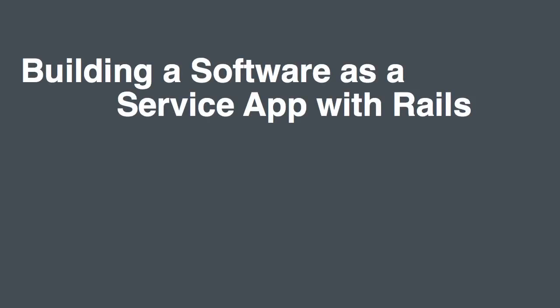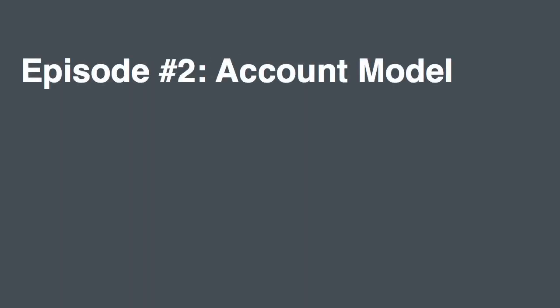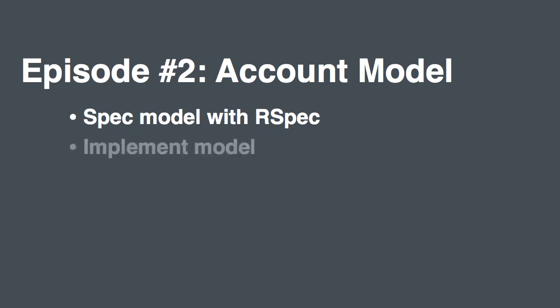Hi, welcome to the second episode of building a software as a service application with Rails. This episode should be pretty simple. What we're going to do is create an account model, and we're going to accomplish this by first speccing the model out with RSpec and shoulda matchers, and then implementing it.